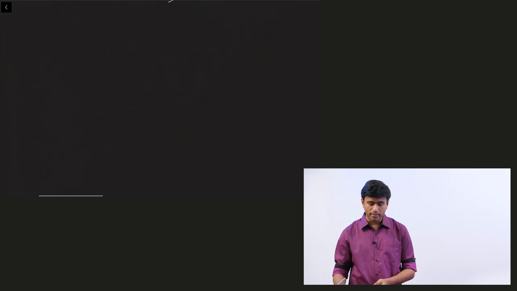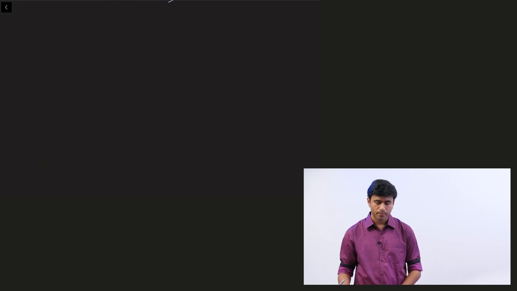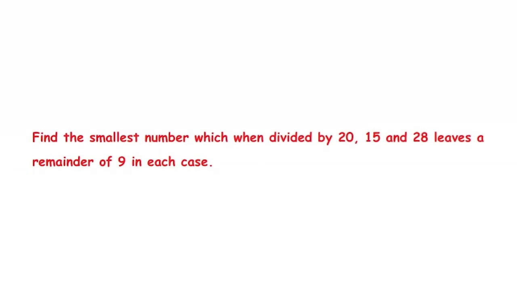Now that you've seen both the methods, let's try to do this problem. Find the smallest number which, when divided by 20, 15 and 28, leaves a remainder of 9 in each case. The moment you see a question like this, you know that they're asking you for LCM, because they're asking you the smallest number that divides these three numbers. That is your least common multiple or lowest common multiple. But here they mention that it leaves a remainder of 9 in each case.